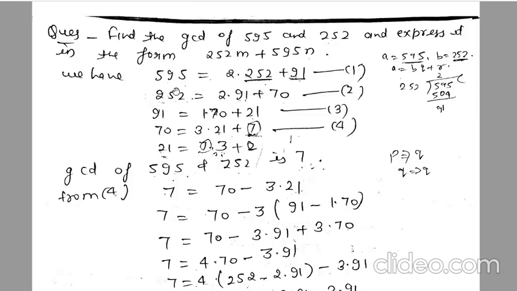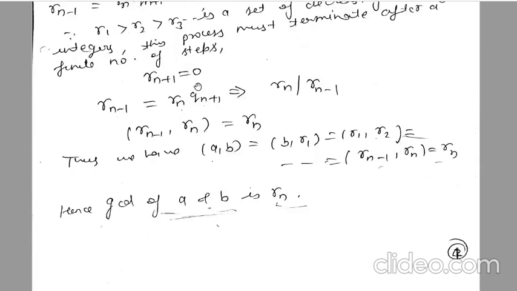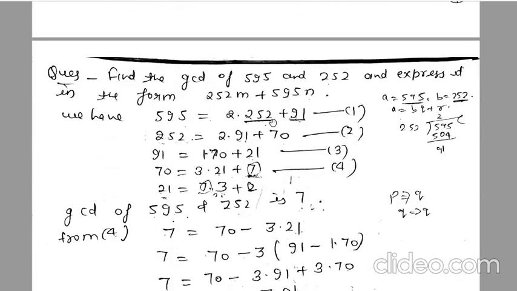A is 595, B is your second number 252, and quotient is 2, remainder is 91. Now the other step: you will choose our number B, and you will write B as a new quotient plus new remainder. So just choose B. B is your 252.